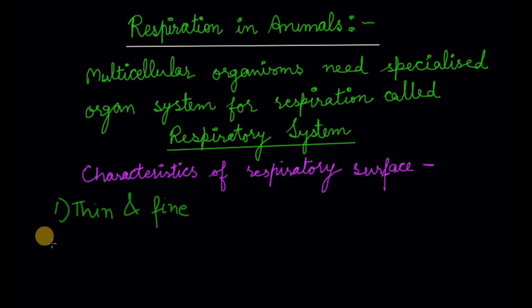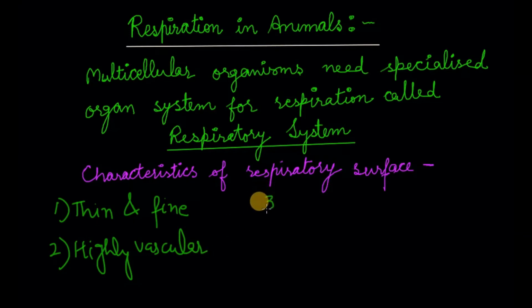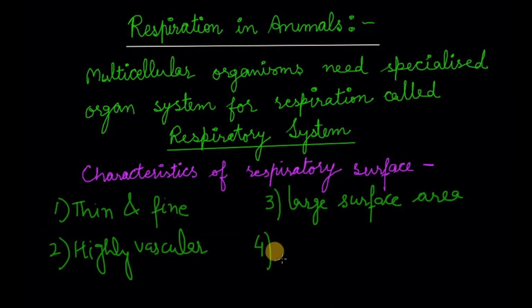So thin and fine. The second point is that the respiratory surface should have a high vascular supply, so it should be highly vascular. The third point is that the respiratory surface should have a large surface area. The more the surface area, the more will be the rate of absorption of gases. And the fourth point is that the respiratory surface should be moist.